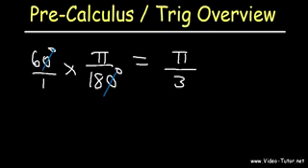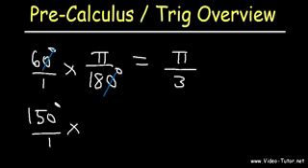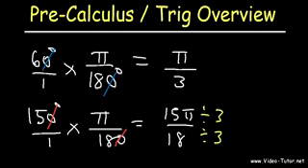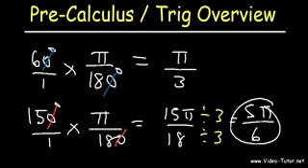Let's try another example. Let's say we have 150 degrees and we want to convert that to radians. Multiply it by pi over 180. Cancel the zero. Now 18 doesn't go into 15, so in this case we're going to reduce it differently. We can divide both numbers by 3. So 15 divided by 3 is 5, and 18 divided by 3 is 6, so you get 5 pi over 6.